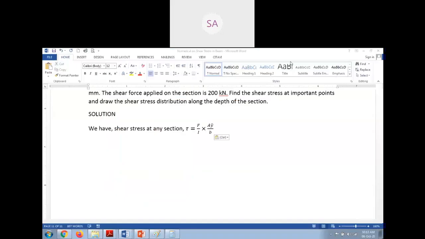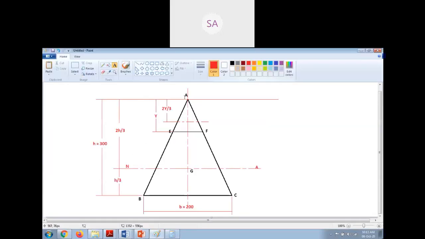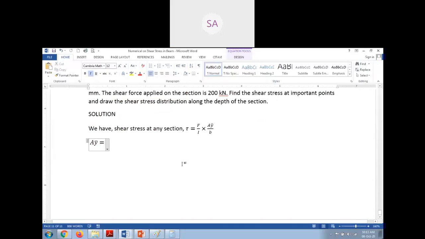Right. Now we have to first find the A y bar. So let us do that. A y bar is the area moment. Now what is the area here? It is half into base into height. So I'll just write the equation as it is: half into base into height.